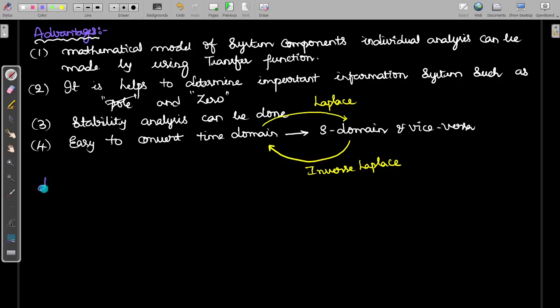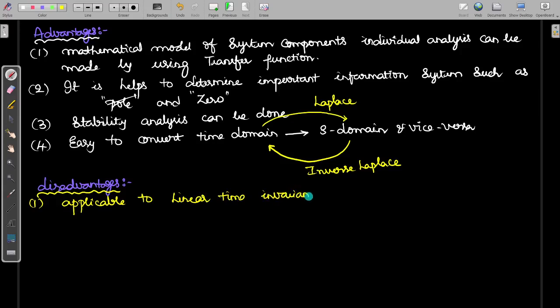Let us see the disadvantages of the transfer function. What are the disadvantages of the transfer function? First one is that it is applicable only to linear time invariant systems. That is the major drawback: it is applicable only to linear time invariant systems.